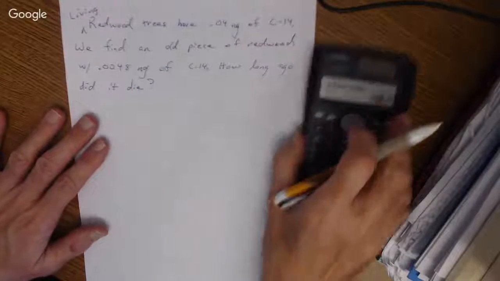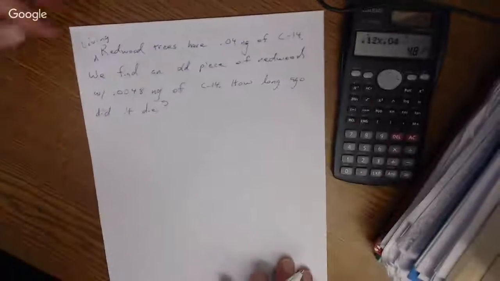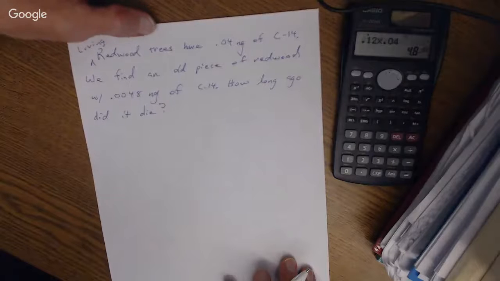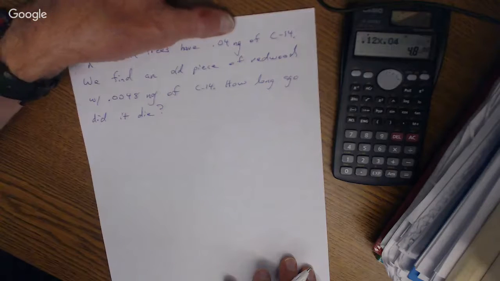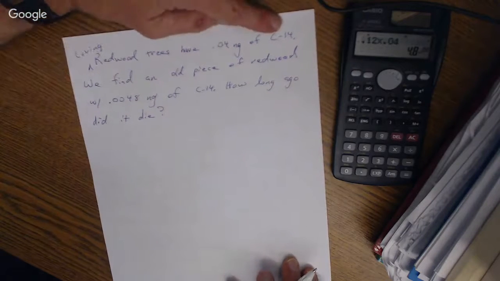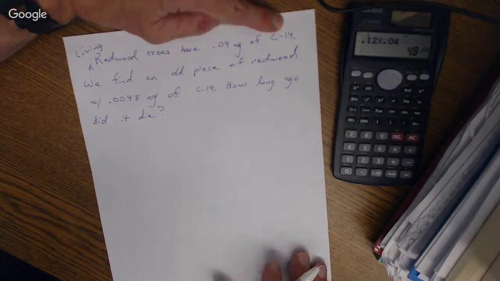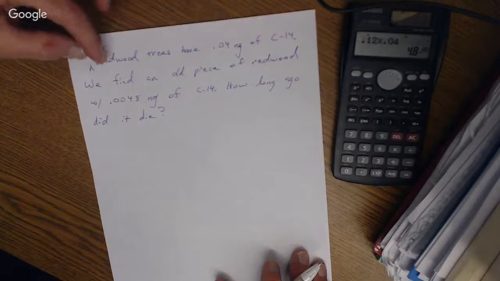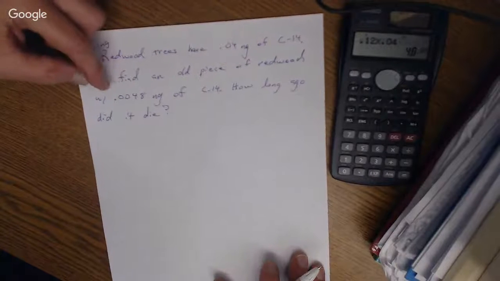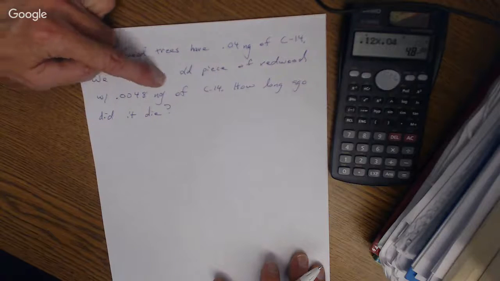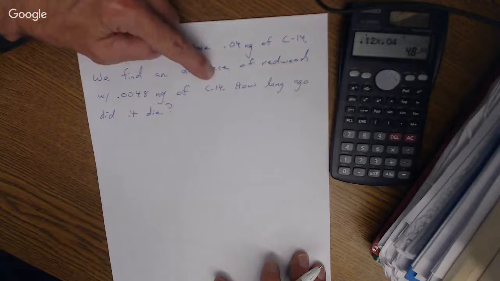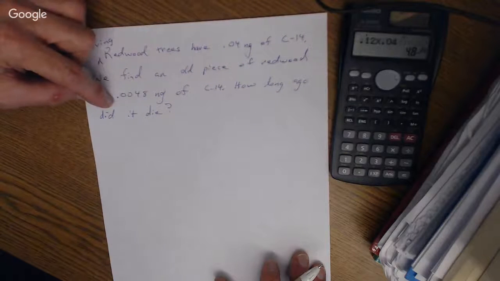All right, let's do a carbon dating problem, one more carbon dating problem. So let's say we know that living redwood trees have 0.04 nanograms of carbon-14 per gram or per kilogram or something like that. We find an old piece of redwood that has 0.0048 nanograms of carbon-14 in it. How long ago did this redwood die?